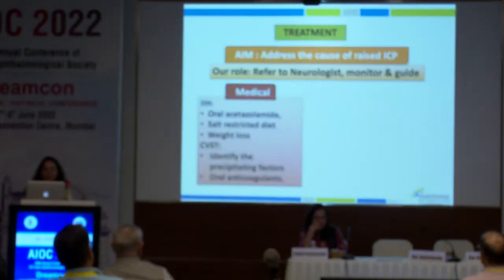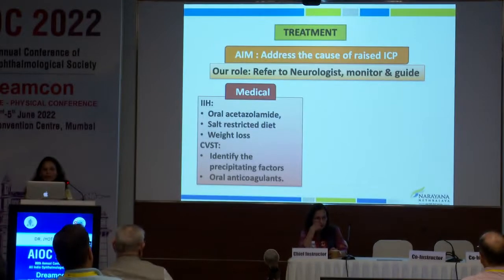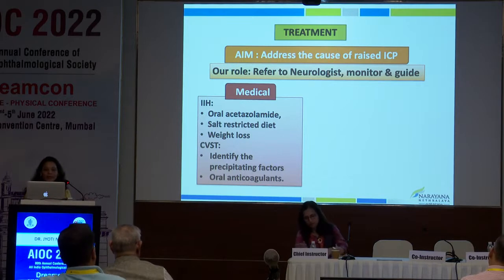What will be the medical treatment in IIH? That's idiopathic intracranial hypertension: oral acetazolamide, salt-restricted diet, and weight loss. Weight loss of 15% is a must. In the COVID pandemic, we've seen that being at home, people have increased weight over 3 months and have developed IIH. It has increased a lot.